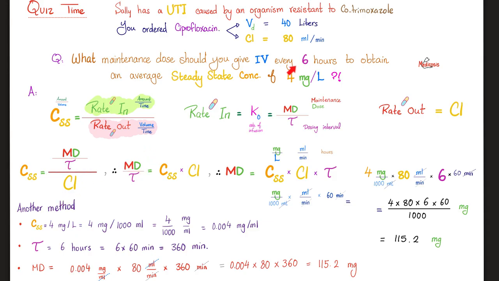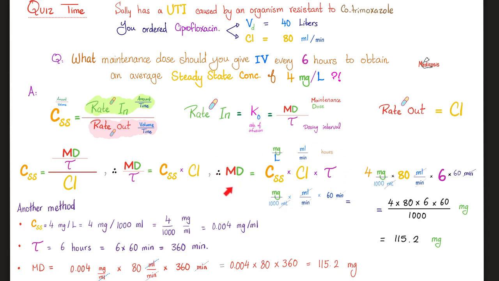Do I know the MD? No, they want us to calculate the maintenance dose. Okay. Do I know the tau? Yes, the tau is every 6 hours. That's the dosing interval. Do I know the clearance? Yes, I do know the clearance is 80 mL per minute. Do I know the steady state concentration? Yes, it's 4 milligrams per liter. You will need to convert all of these liters to milliliters so that you can solve it.